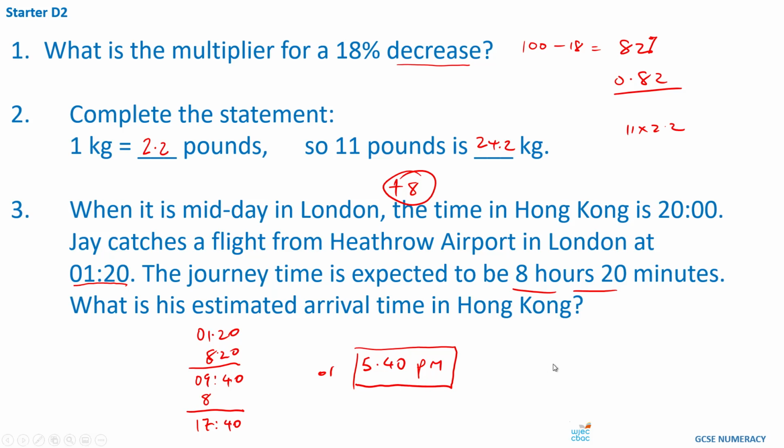Okay, so now we've done that. Mark, correct, and RAG rate your work. When you're ready, hit play again, and we'll look at total probability.